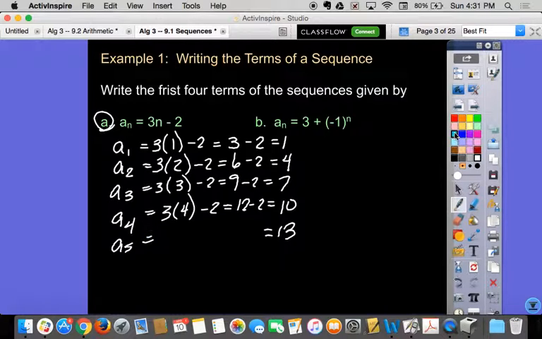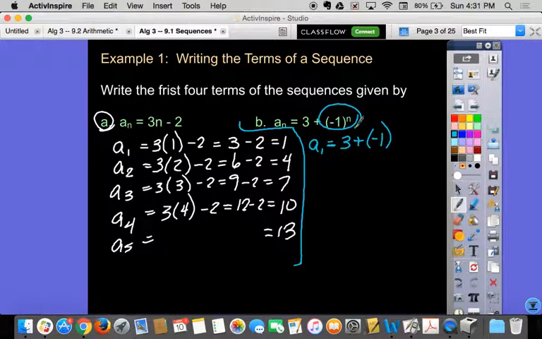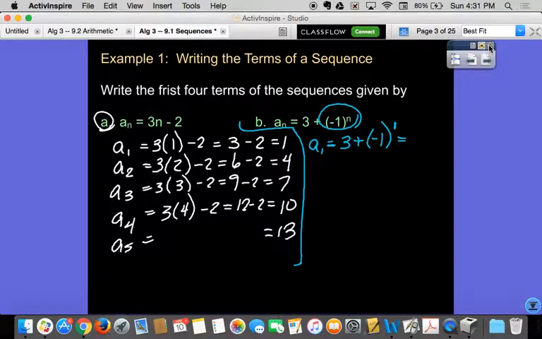Okay, now B is an interesting little booger, because if you do the same thing for B, it behaves a little differently. This little thing works magic. If you put a 1 there, that is going to actually work. Let me change colors and move this out of the way. That's going to be 3 plus negative 1. Well, that is 2. All right, come back for a sub 2: 3 plus negative 1 squared.